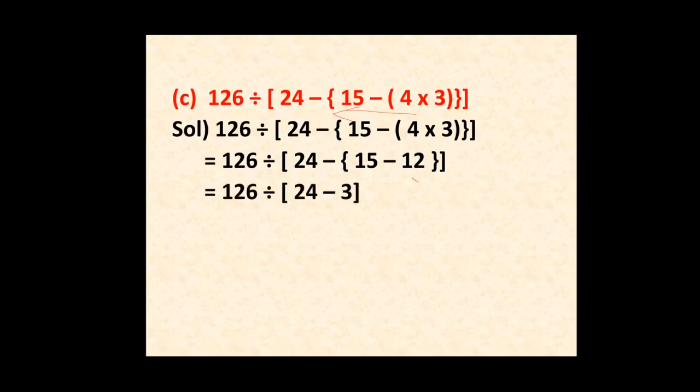So now we have 126 divided by square brackets 24 minus 3, then the square brackets are closed. Now 24 minus 3 gives us 21. So in place of this we write 21. Now 126 divided by 21 is 6. So here our answer is 6. Now let us do the fourth example.